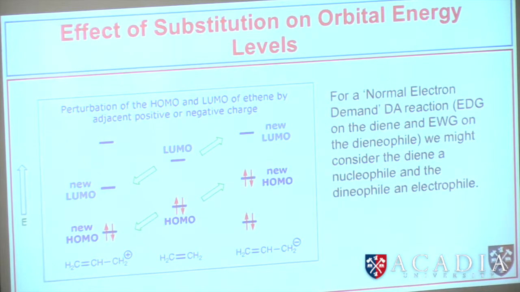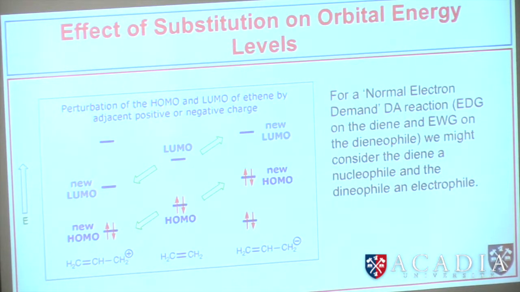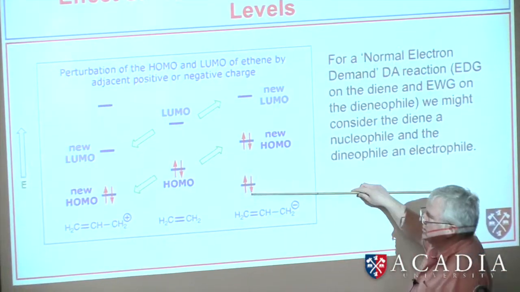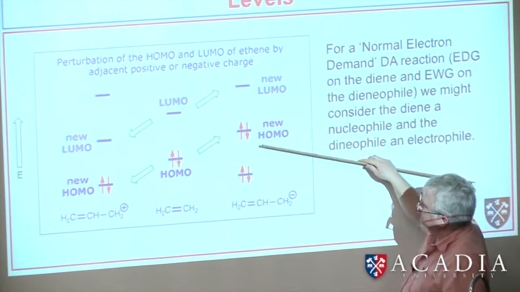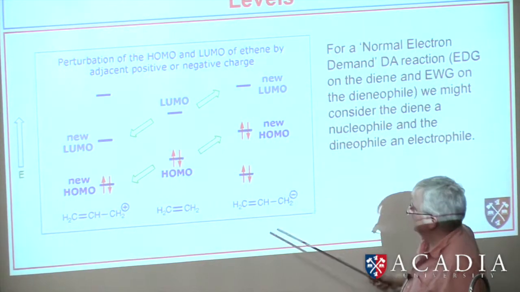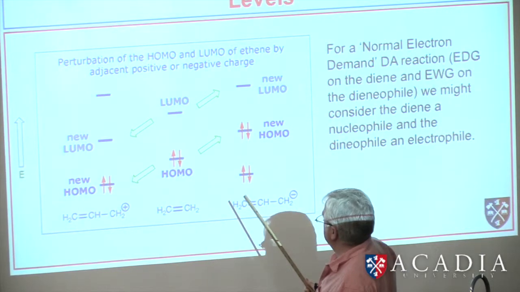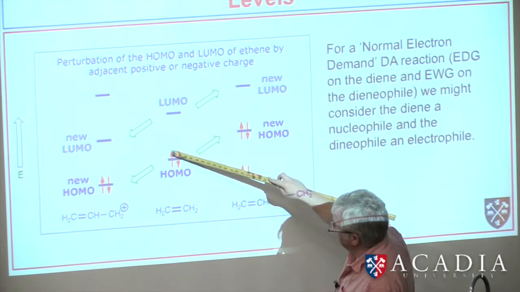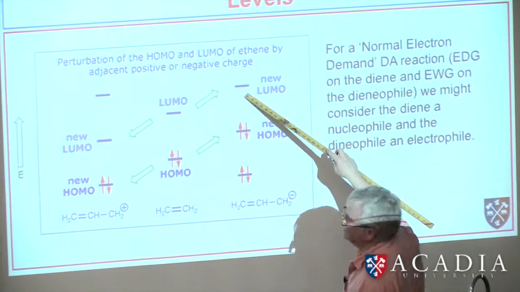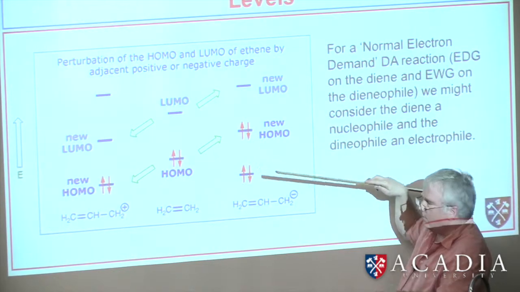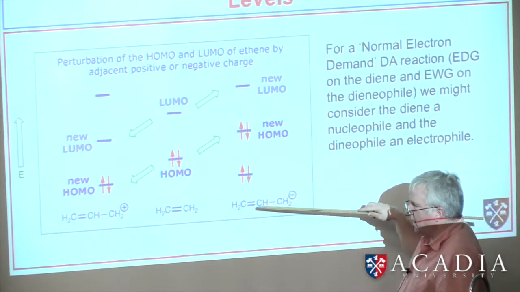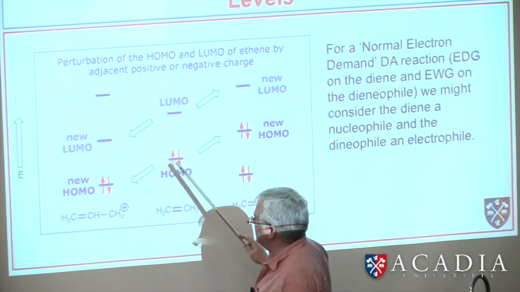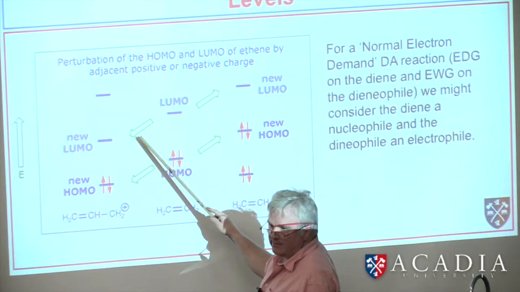When we put substitutions, we affect the HOMO and LUMO energies. If we put electron donors onto an alkene, we lower all of the, what do we have? No, we raise all of the energy levels. I see where I was. So the HOMO goes up, the LUMO goes up in terms of its relative energy level when we put an electron donating group onto that pi system. If we put an electron withdrawing group onto the pi system, we lower all of the energy levels.